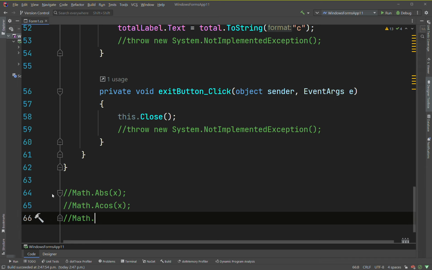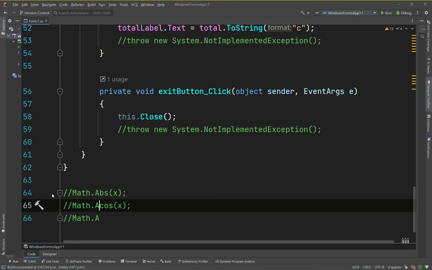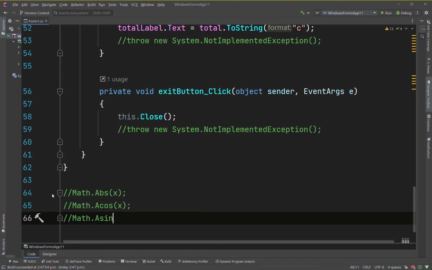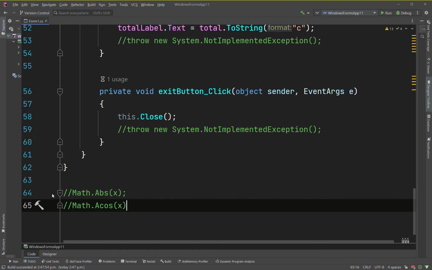Then Math.Asin, sorry, the C should be, that's fine, yeah, a sine. Actually, we can do these in a line since they're all the same. Math.Asin of x. Then we have Math.Atan of x. So those are the three, and then on the flip side, they'll just be cosine, sine, and tan. Should be.